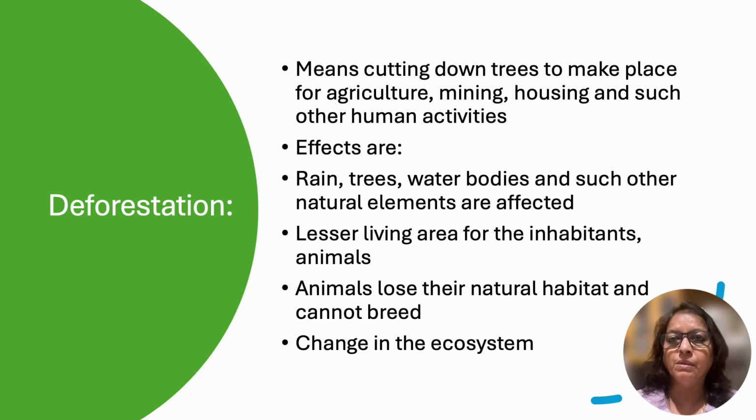Now there are some animals, like I think I gave the example of the orangutan last time. They cannot breed unless they are living in their natural habitat. So if they don't breed, they'll become extinct. So it's not only the orangutan, there are many other animals and birds who cannot breed unless they are living in their natural habitat. So flora and fauna will decrease, and many types of animals and plants will become extinct.